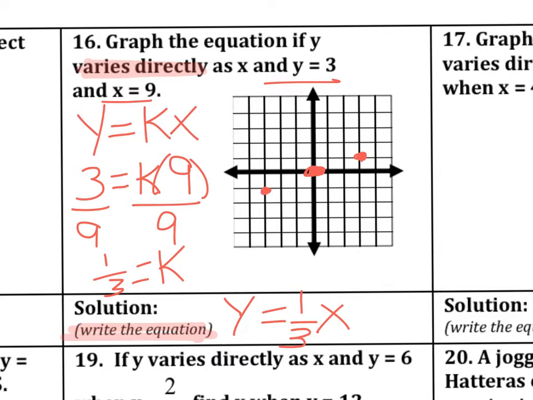And from here we can go up 1 and over. Actually, that's all that's going to fit on the graph. So as long as you have 3 points, you should be good. So let's just remember to connect the points with the line with some arrows.